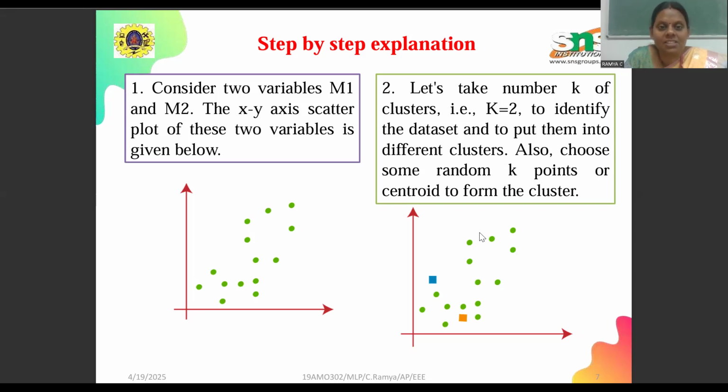Our first step is to consider two variables, m1 and m2, and place this data set into the XY scatter plot, and you can see it in the first graph. Coming to the second point, we have to assign the k value. Here I have considered our k value as 2, so we have centroid points of two different colors. You can see the blue as well as the orange color, so by choosing these random k points, we can place the data points in the given set into the closest one, making the cluster values.